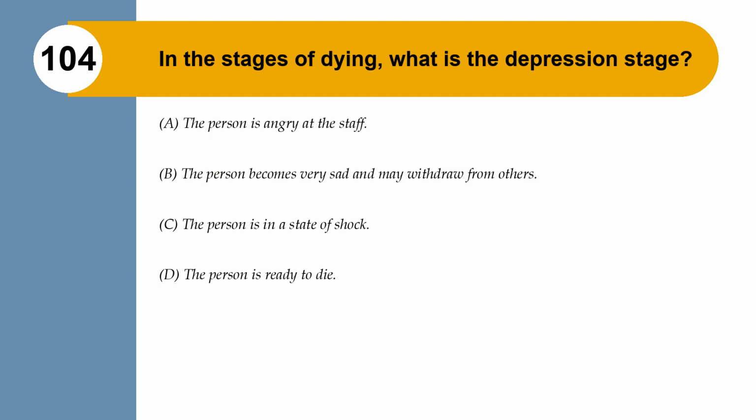Question 104. In the stages of dying, what is the depression stage? Option A, the person is angry at the staff. Option B, the person becomes very sad and may withdraw from others. Option C, the person is in a state of shock. Option D, the person is ready to die.